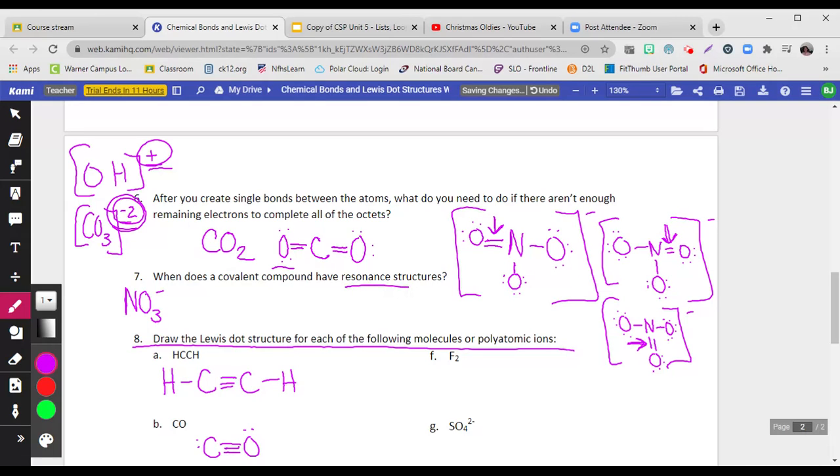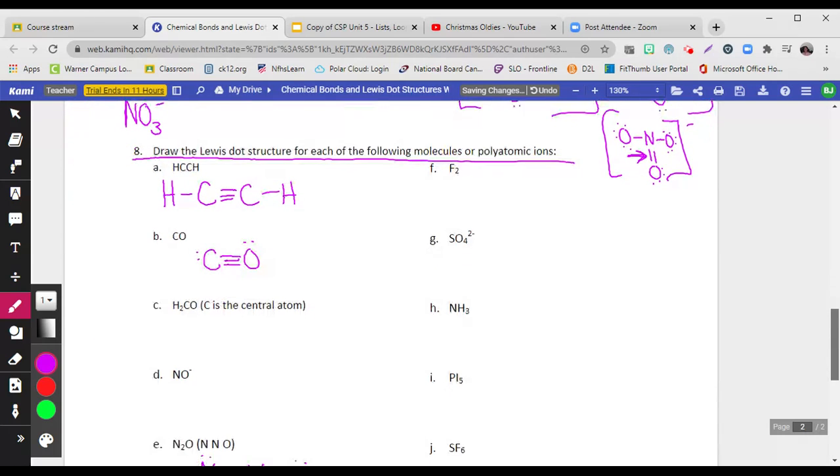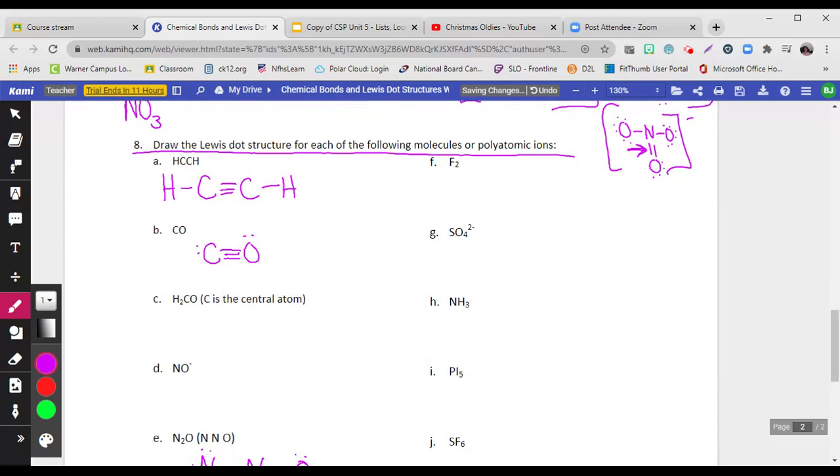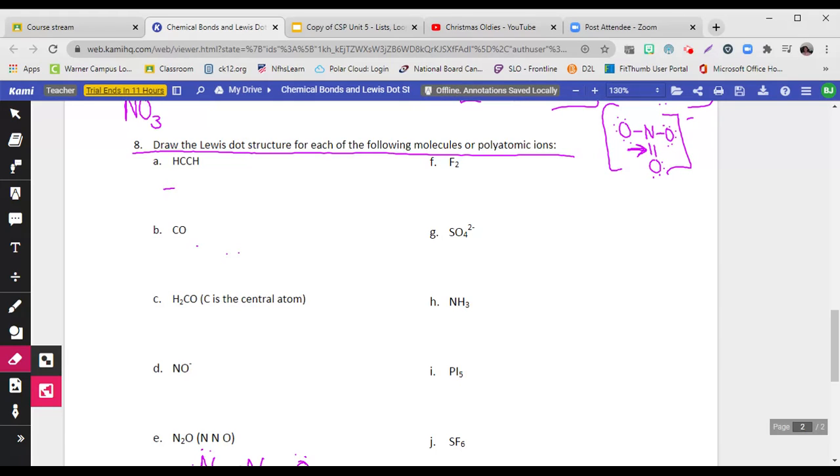In number 8, it's asking you to draw Lewis structures again. And so we'll walk through this first one here. We walked through a couple of these in class. So we erase and start over. We want to start with our central atom, carbon. It has 4 valence electrons. We have 2 of them.